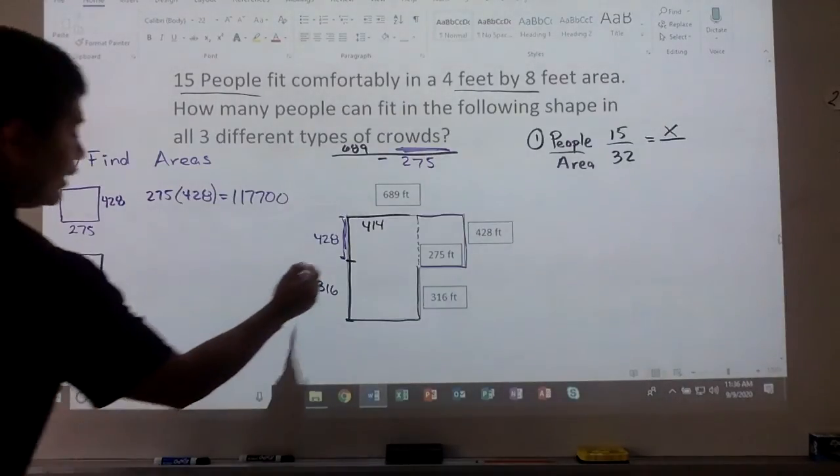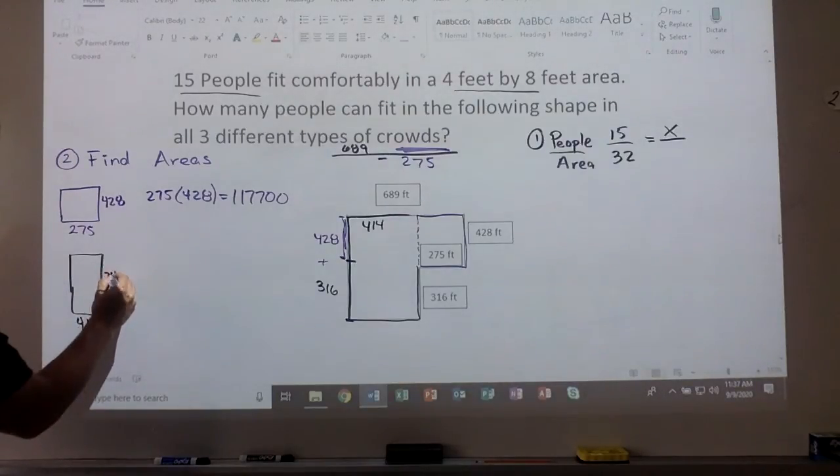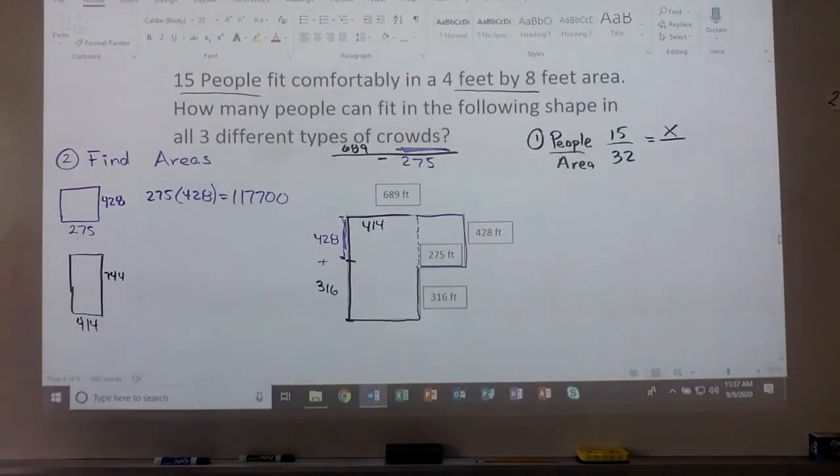So I'm just gonna add it. 428 plus 316. Put it in your calculator. It gave me 744. I have found the two dimensions.